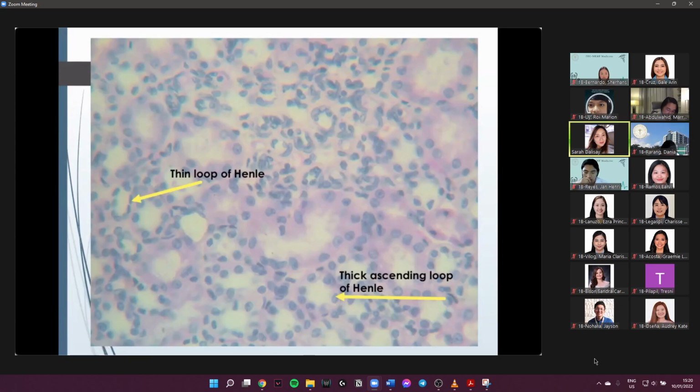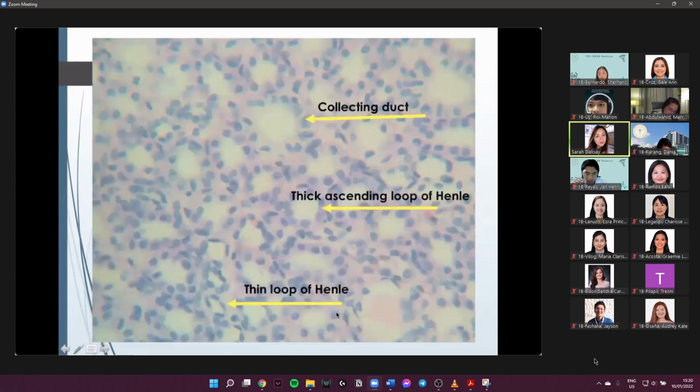Meron po tayo nakikita dito thin loop. Sorry. Medyo nangangati ang lalamunan, wala nang thin loop. Susunod, tingin tayo. Ayan, o diba? Ito, thin loop. Another one here, it's a thin loop. So dito, pag medyo more distal from your capsule, you see more of your thin loop of Henle.